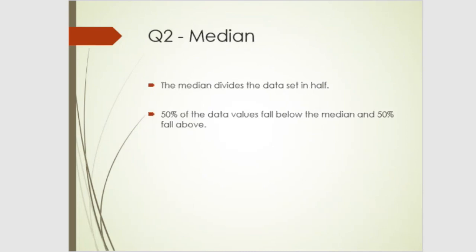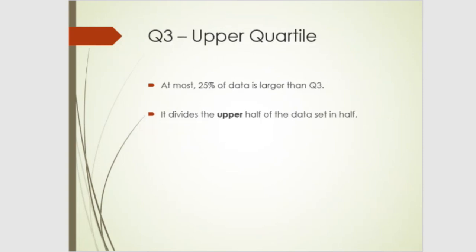Whereas the Q2, as I've already indicated, is the median. This one divides the data set, so it means the left of it is 50% and the right of it represents the other 50% of the data. Then we have Q3, which is also called the upper quartile. It represents 25% of data larger than Q3, because Q3 would be sitting on the 75%. Q3 divides the upper half of the data set into half.